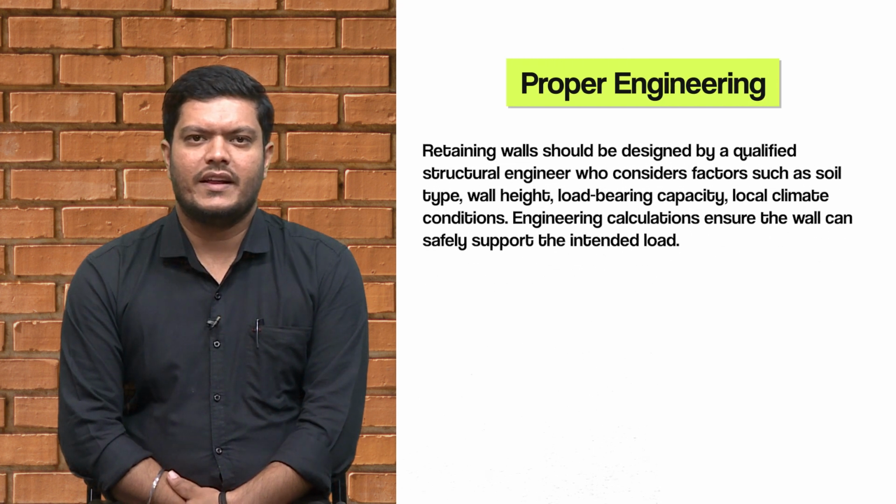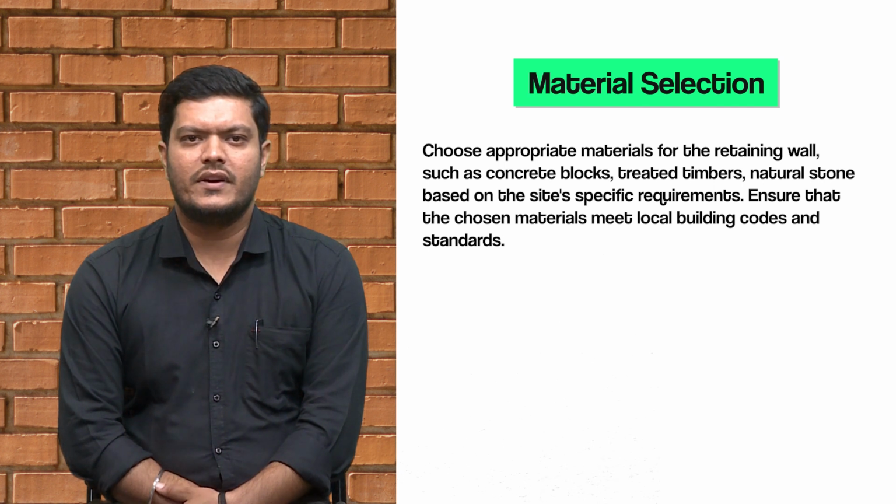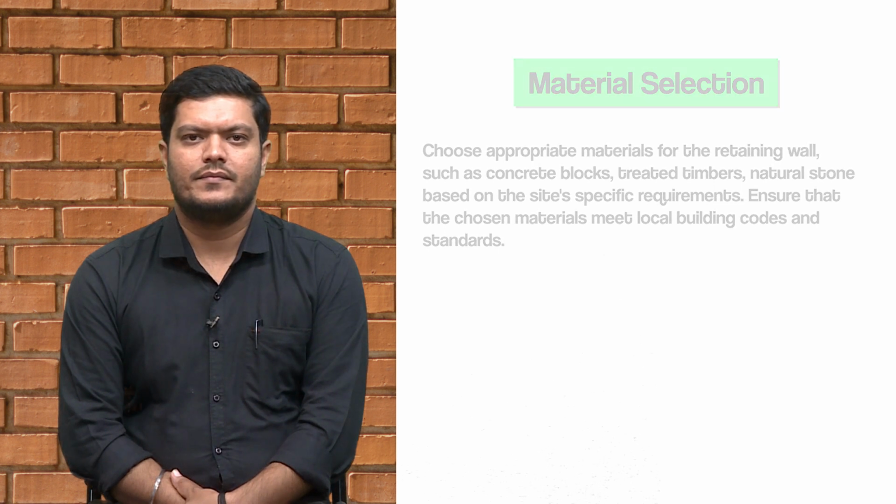Number 1, proper engineering. Retaining walls should be designed by a qualified structural engineer who considers factors such as soil type, wall height, load bearing capacity, and local climate conditions. Engineering calculations ensure the wall can safely support the intended load. Material selection: choose appropriate materials for the retaining wall, such as concrete blocks, treated timbers, or natural stone, based on the site specific requirements. Ensure that the chosen material meets local building codes and standards.